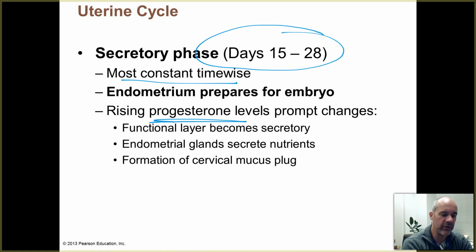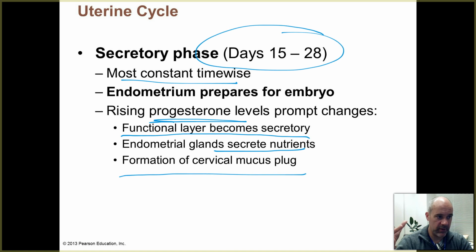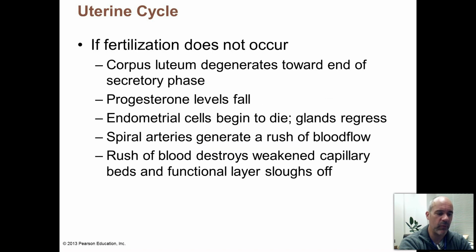Those glands that developed, that estrogen stimulated to develop, progesterone causes them to become secretory. They start producing these nourishing fluids. And progesterone also stimulates a thickening of the cervical mucus again so that it plugs up the external os. And that's another safeguard to prevent more than one fertilization from occurring during each ovarian and uterine cycle.